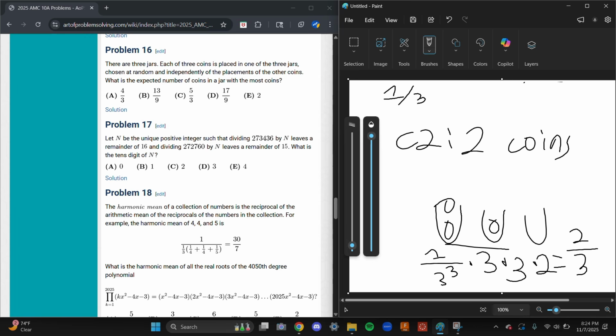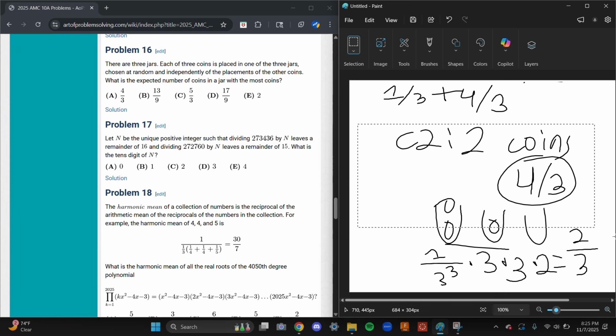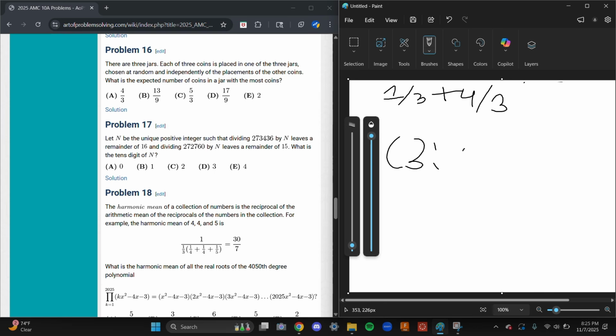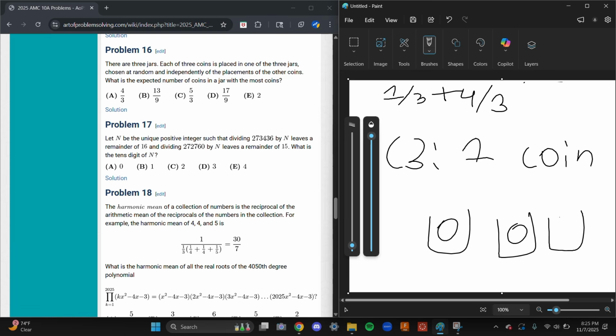Okay, so 2/3 probability of happening, and then we multiply by the value, which is 2 coins, to get 4/3 for this case. So 1/3 and then 4/3. Okay, and now the probability of each jar having exactly 1 coin in it. So case 3 is going to be 1 coin, something like this.